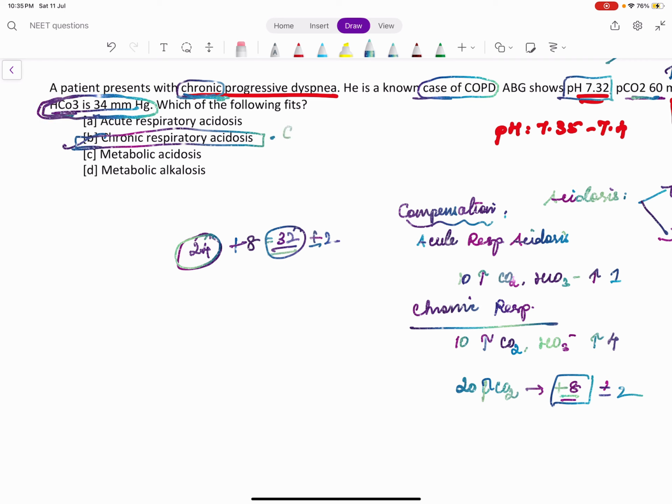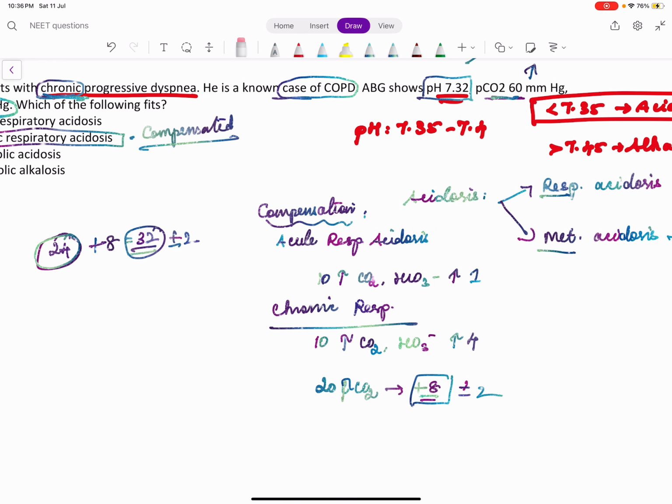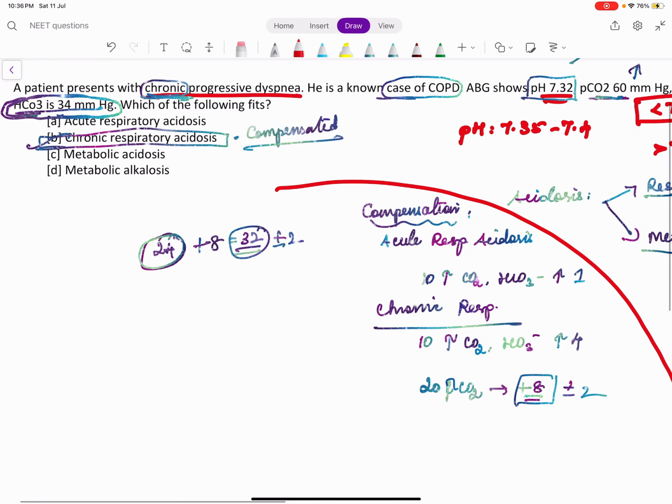So it is actually a compensated chronic respiratory acidosis. For this case, during the exam, you need not go to the compensation step at all, because we clearly know it's a chronic respiratory acidosis and it's a chronic case by the history. So you can straight away mark the answer of chronic respiratory acidosis.